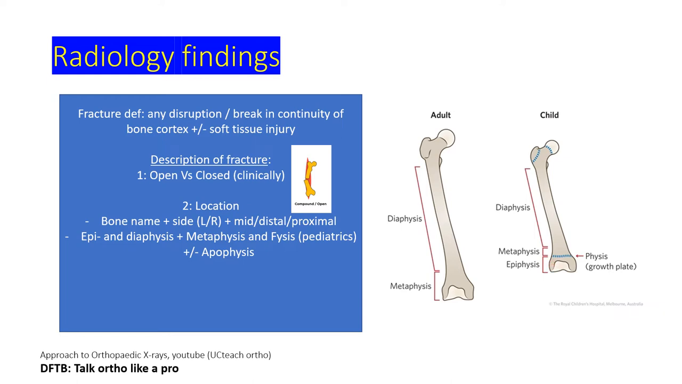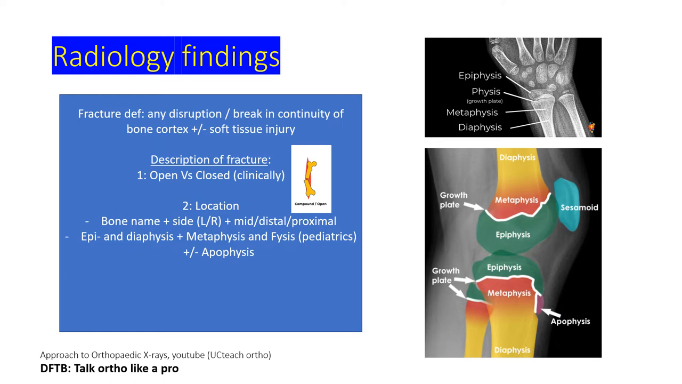The physis is the area between the epiphysis and the metaphysis. And the diaphysis in children and adults is the same. It's very unmagical. If it breaks, it breaks. And there's little or no growth potential there, so you need to fix it. All right. And just in other bones, it's diaphysis, the metaphysis, the growth plate, the physis, and then the epiphysis. And you have sesamoid bones. And sometimes you have these apophyses in certain bones. Okay. So then that's the location.